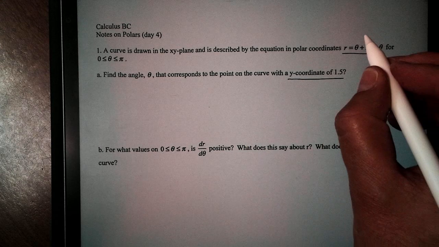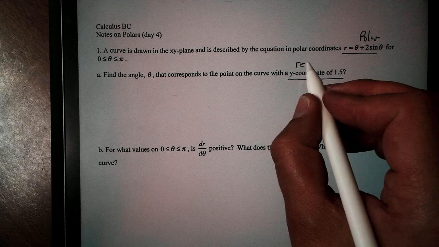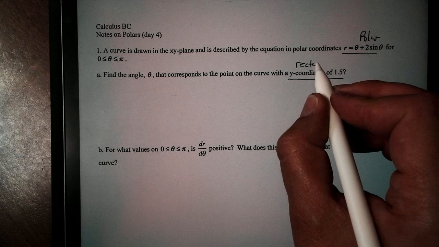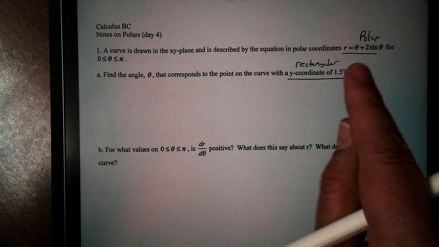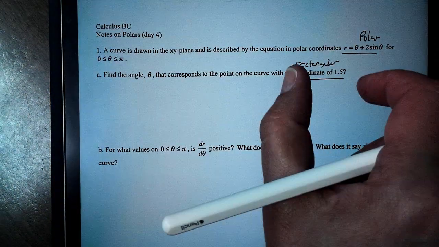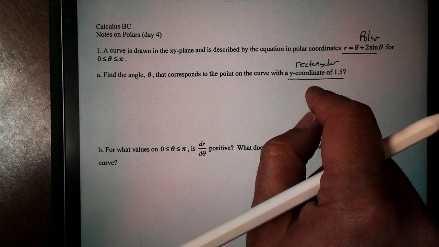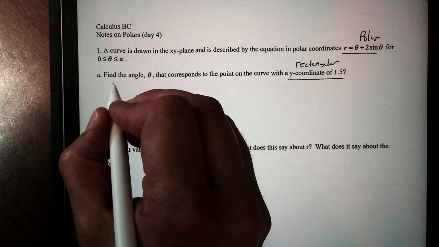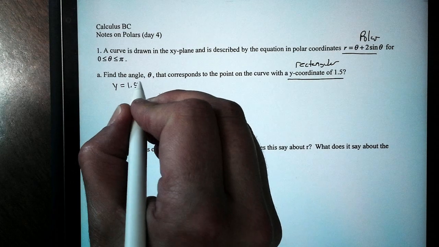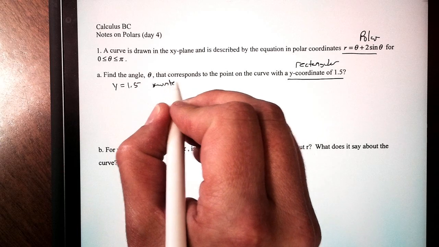Now here's the problem. This is polar. This is rectangular. So we have to convert. We're going to have to convert our polar to a rectangular coordinate system. So we know that y is equal to 1.5. We want to write this as a polar.